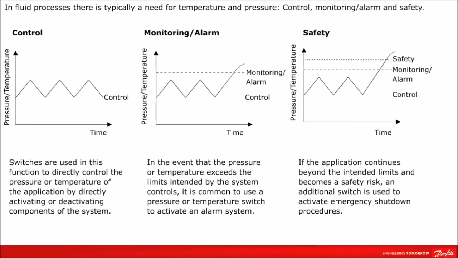In the event that the pressure or temperature exceeds the limits intended by the system controls, it is common to use a pressure or temperature switch to activate an alarm system. This is shown by the graph in the center. If the application continues beyond the intended limits and becomes a safety risk, an additional switch is used to activate emergency shutdown procedures.